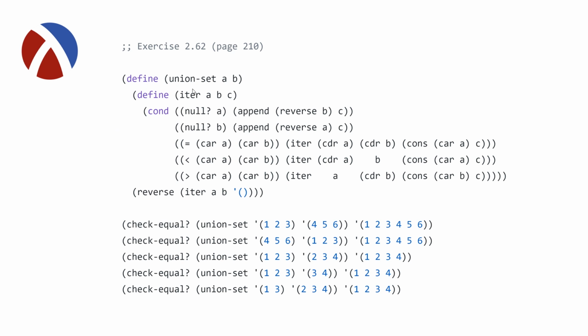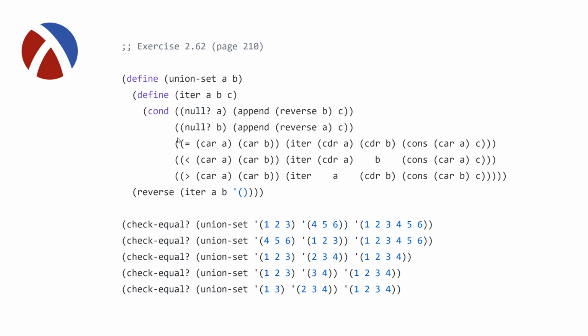So union set takes two sets A and B, and then we're defining an intermediate iterative function that takes our two original sets A, B, and then our set that we will return, C, and then we have a conditional expression. If we hit the end of our list A, we then append the elements of B to our accumulator set C, and we have to reverse this. I'll explain why later. Otherwise, if we hit the end of B, we do the same thing except for A, so we add the elements of A to C.